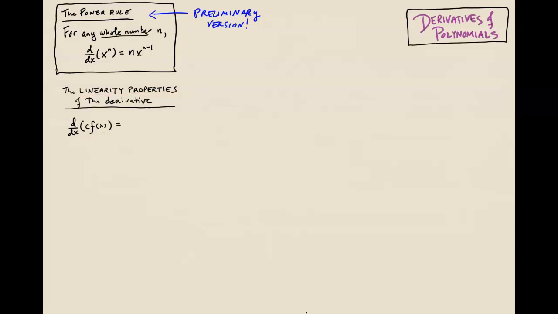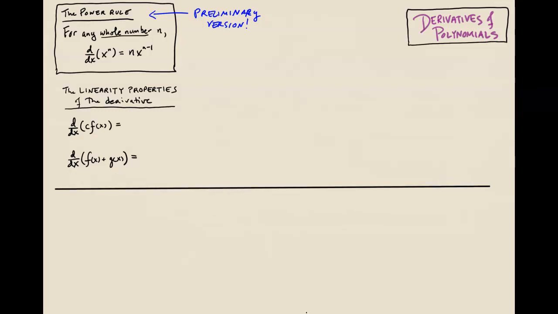And the second linearity property refers to the derivative of a sum of two functions. We'll see what that will be in a moment too. So how do we actually derive formulas for these things? It's actually very, very easy. We just go back to first principles.